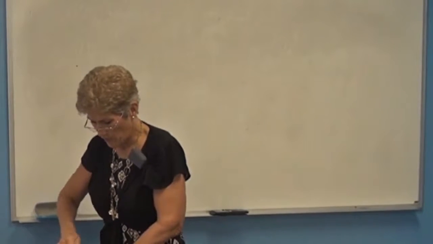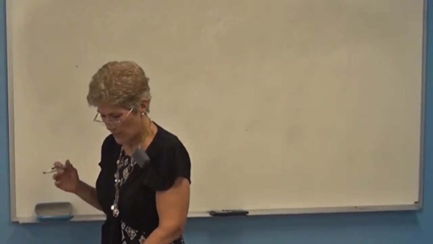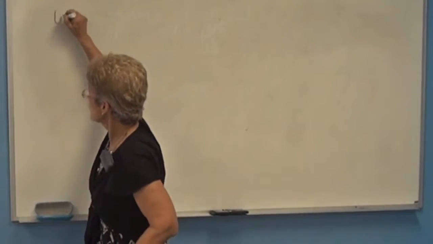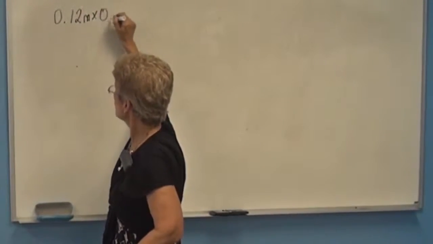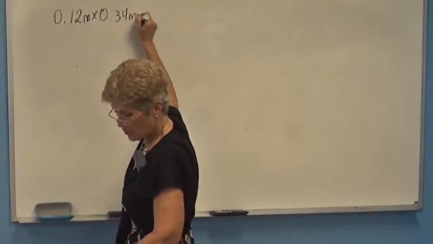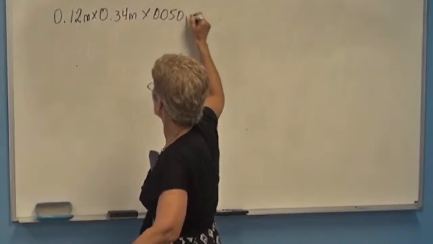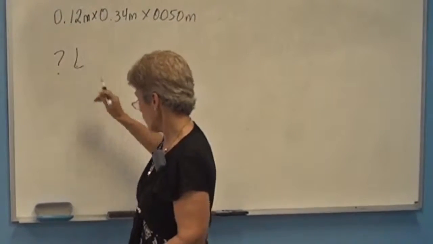Let's see. Number 6, you have to be able to do something like this on your test. The volume of a box is given by the equation V equals length times width times height. If the box's measurement is 0.12 meters times 0.34 meters times 0.050 meters, what is its volume in liters?